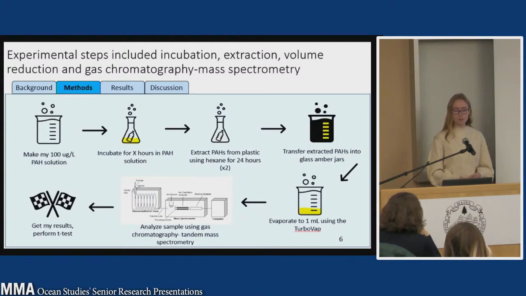I then analyzed my sample using gas chromatography tandem mass spectrometry. So essentially, my sample was first put into the GC, where it was vaporized, blown through the chromatography column with an inert gas, and lighter compounds such as phenanthrene moved through the column more quickly than bulkier, heavier compounds like benzo[a]pyrene. I then analyzed my samples, and so I performed a t-test to see if one plastic had a significantly greater absorption of PAH compounds than the other.